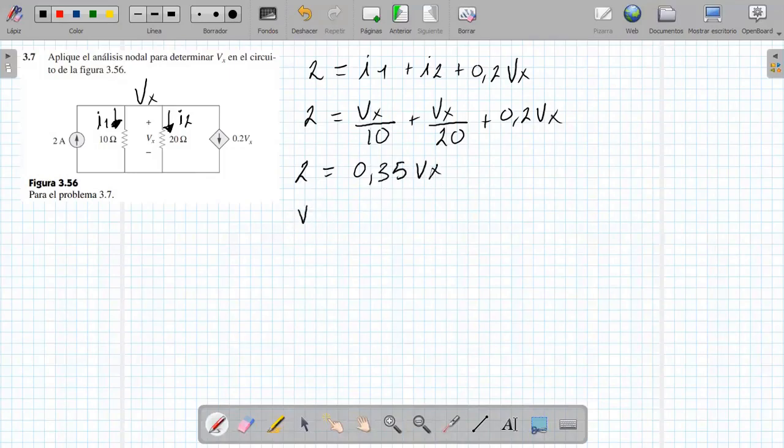where Vx is going to be equal to 2 over 0.35, and that is going to be equal to 5.71 volts. That is the value of Vx.